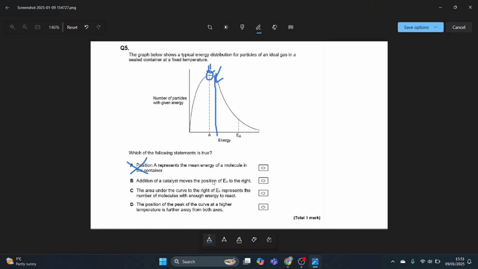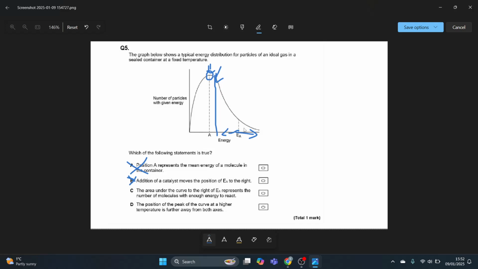Addition of a catalyst moves the position of EA to the right. This one's a bit of a trick question, but if you are very confident with the Maxwell-Boltzmann curve, you should understand that this is completely wrong. Because if we add a catalyst, what does the catalyst do? It provides an alternative pathway with a lower activation energy, right? So if you add a catalyst, the position would move to the left, not to the right, because to the right is where more energy is needed. So it's not B. C.